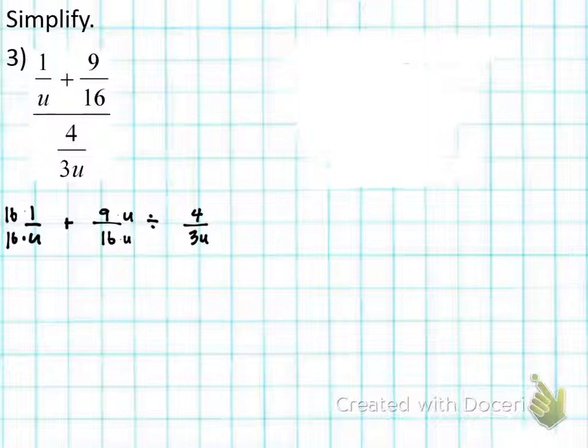Now this whole left side is its own parentheses, so you have to assume we were all working inside this big parentheses, right? So we have to do PEMDAS first. Now we have to simplify. Our new common denominator is 16u. Numerator is 16 times 1, 16. 9 times u is 9u. And then bring the rest of the problem down.